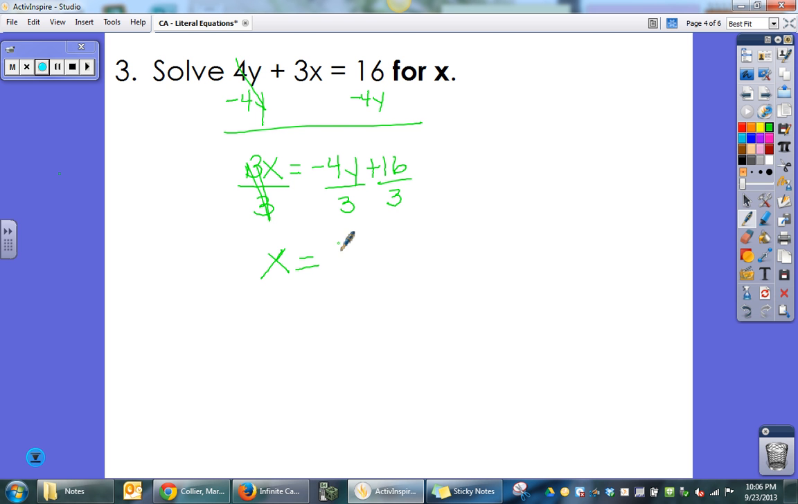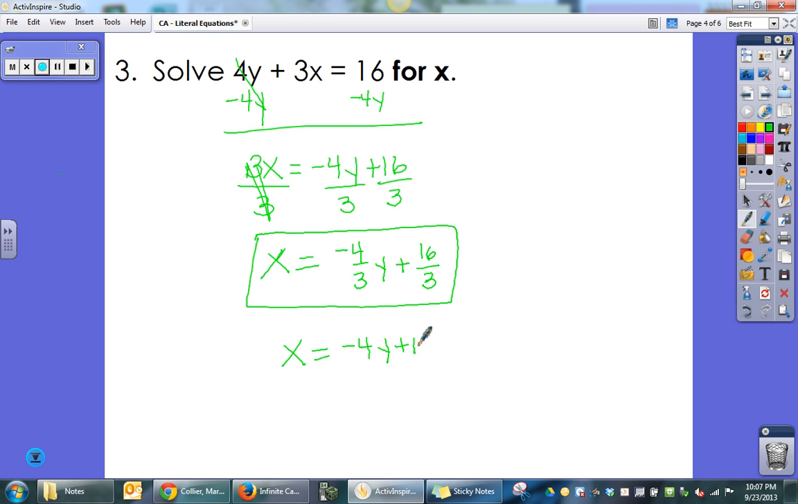x equals negative 4/3 y plus 16 over 3. You could change this into a mixed number and make that 5 1/3, but please don't turn that into a decimal by dividing, because it's not going to be a terminating decimal, it's going to be a repeating decimal. So we'll leave it like that. You could also write this as negative 4y plus 16 all over 3 if you wanted to. Either way is fine.